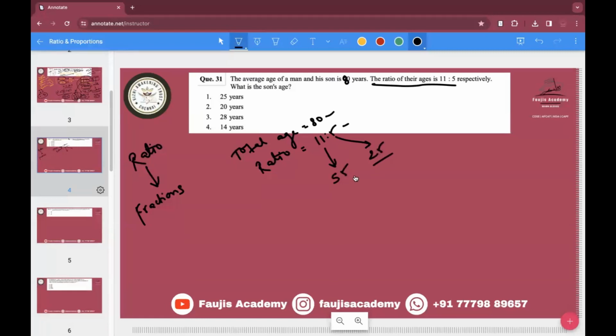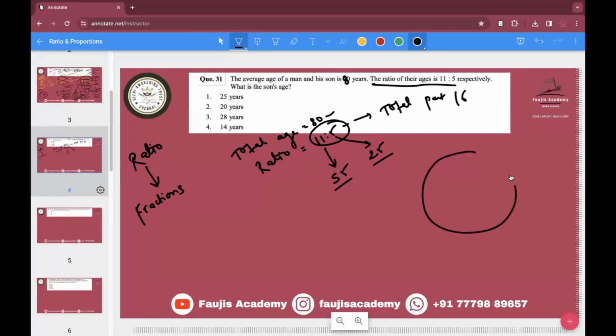Absolutely. James Joel, buddy, look here. So the ratio is 11:5, right, guys? That means the total part is how much? Total part is 16, 11 plus 5, 16.